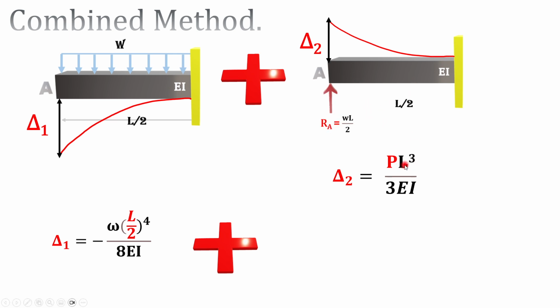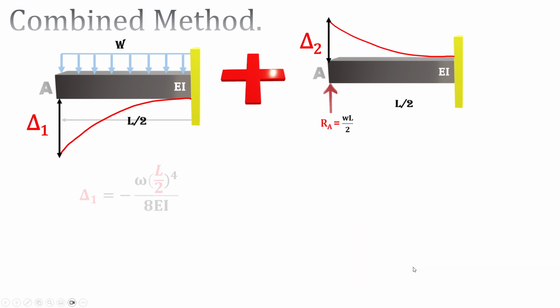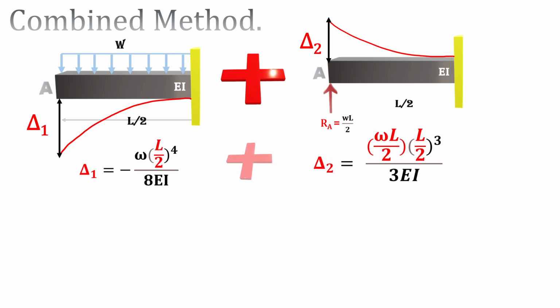So that's PL cubed over 3EI in the denominator. Replace our P with R sub A, which is WL over 2, so P is WL over 2 and the length is L over 2, then cubed over 3EI. If we add these together, we have a downward movement due to the distributed load of W and an upward deflection due to the concentrated R_A at free end A.